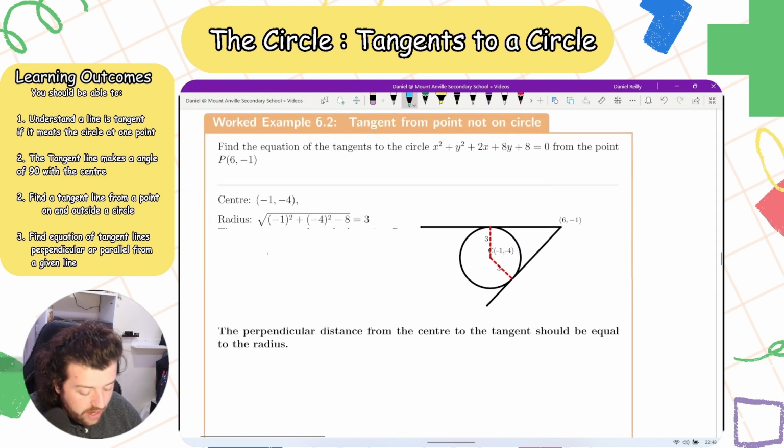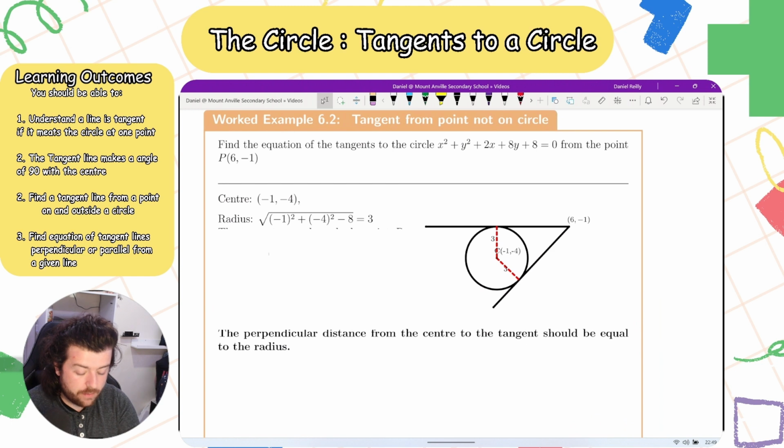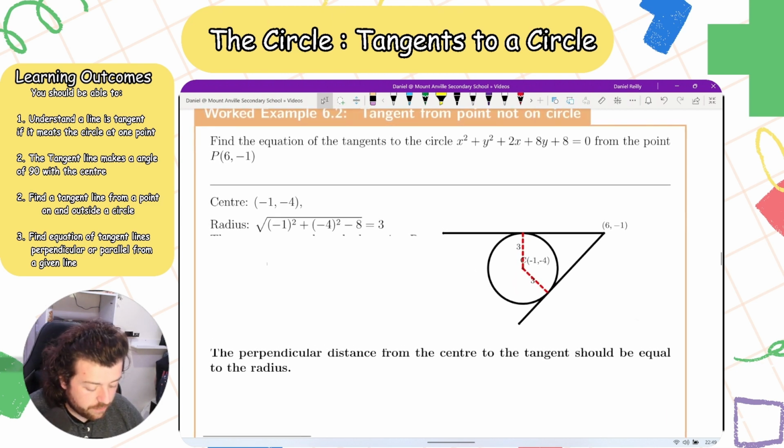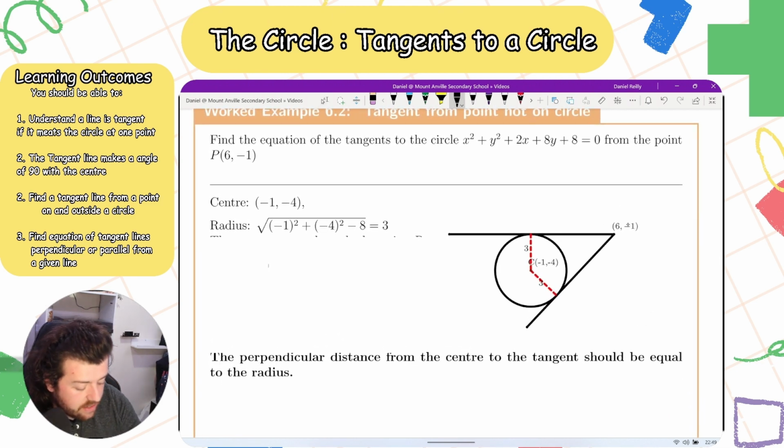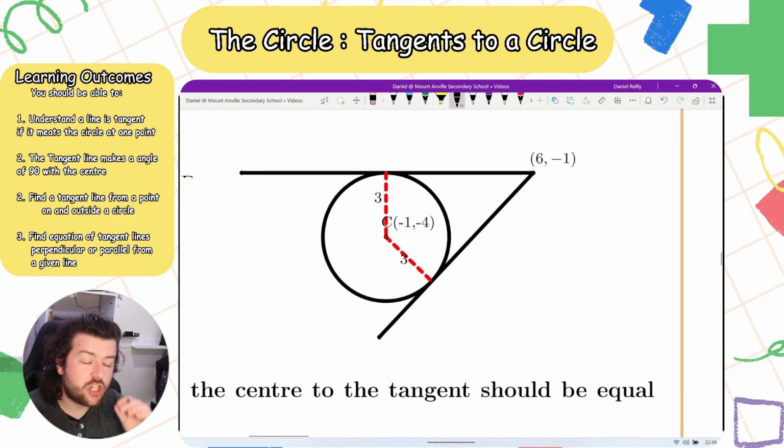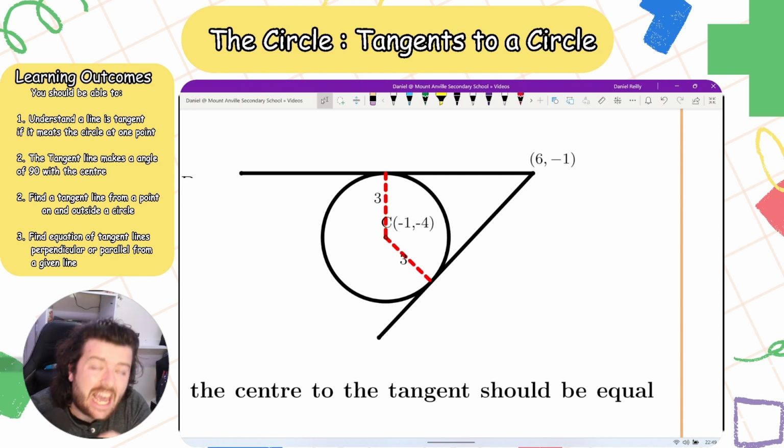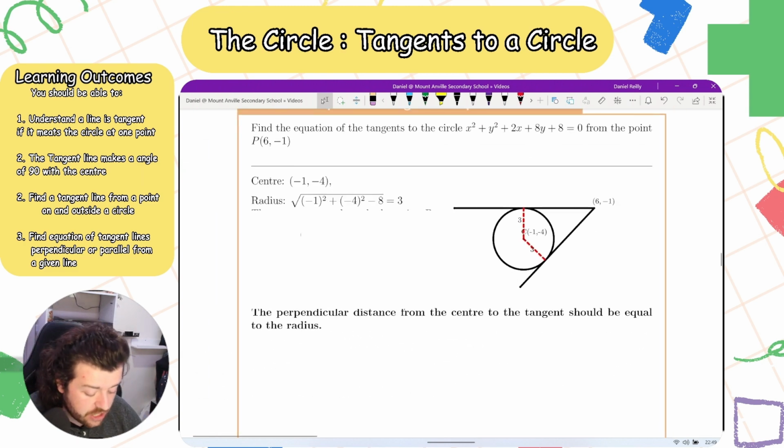So find the equation of the tangent to the circle from the point (6, -1). It doesn't say the point is on the circle, it just says from the point (6, -1). So my point is outside the circle here. My center point of this circle is (-1, 4), and the radius is 3. So here is a rough sketch. You should always be drawing a sketch of some sort. These are very difficult questions to visualize, so a sketch will always help you visualize the problem.